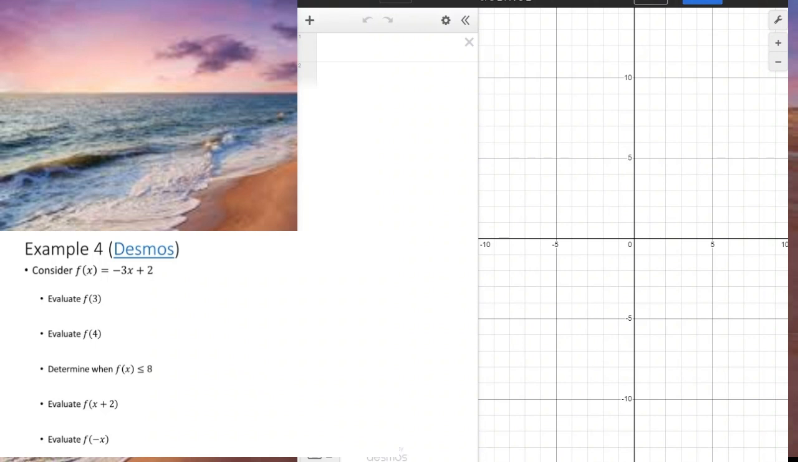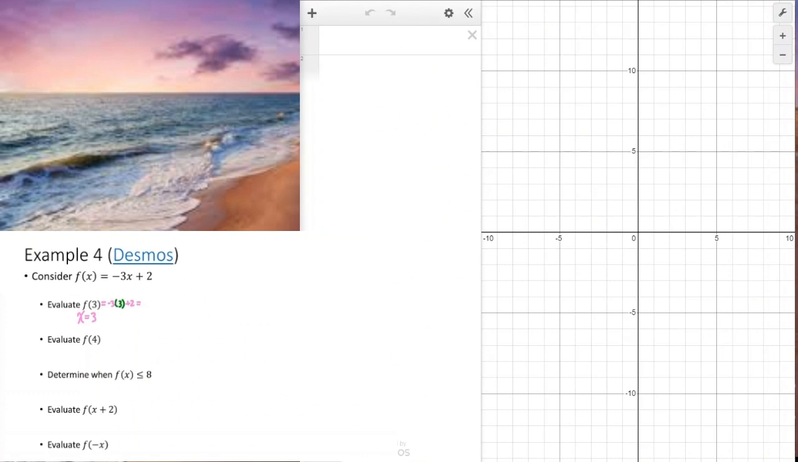F of 3 is communicating that x equals 3, and we want to plug it into the equation that we're labeling as f. So taking a look at the negative 3x plus 2, anywhere that I see an x, I'm going to replace it with the number 3. We'll have negative 3 times, well, replacing the x with 3, plus 2. Now that I've replaced x with 3, I can follow order of operations. Negative 3 times 3 is negative 9, plus 2 is negative 7.